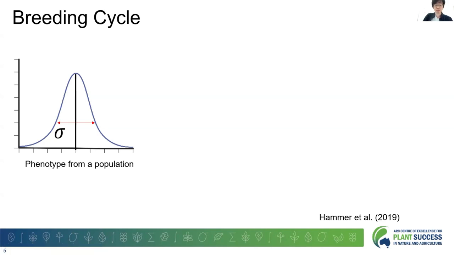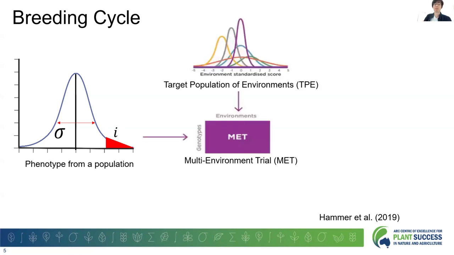And from this population, we try to select the top K individuals having the most desirable phenotypes. And this selection level is called the selection intensity, represented by this small i here. And after the selection of the different individual plants, we have to grow them in different environments. So this is called the multi-environment trial. And the selection of the environment is based on the target population of environments, which are the environments that are actually going to be used for commercial use in the future.